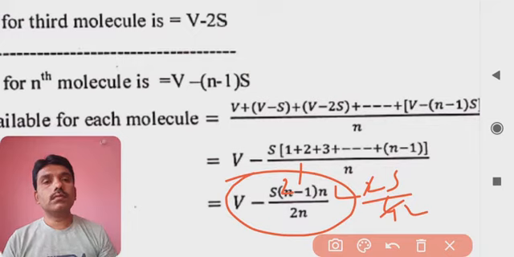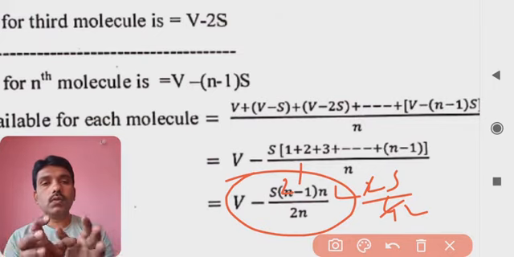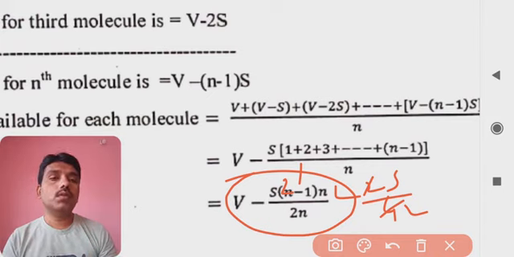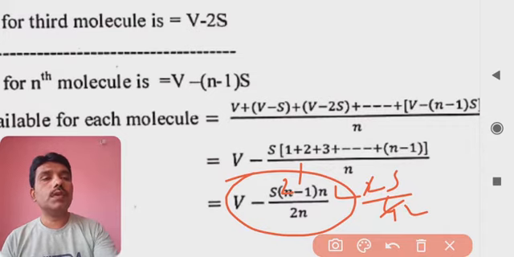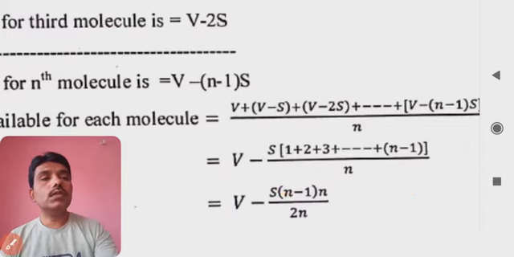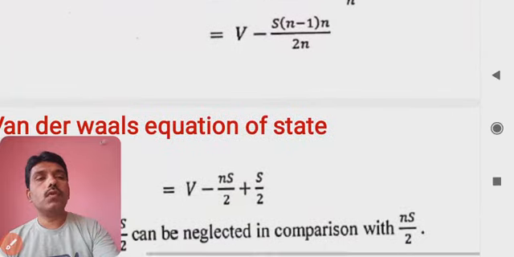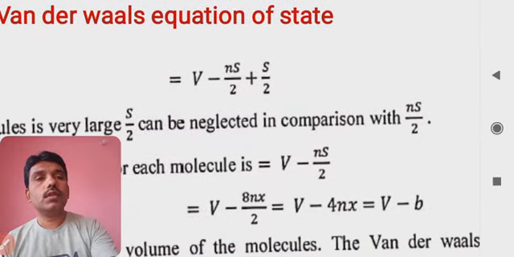So the average space for the 2 molecules will be V minus s by 2. Dividing equally between both, if the volume is, say, 2 seats, then each of them gets one seat available. So according to that, this formula or this simplification is given. Now this is somehow simplified for the average space for each molecule.